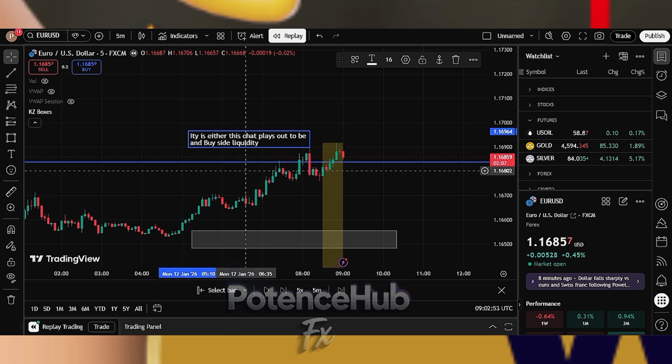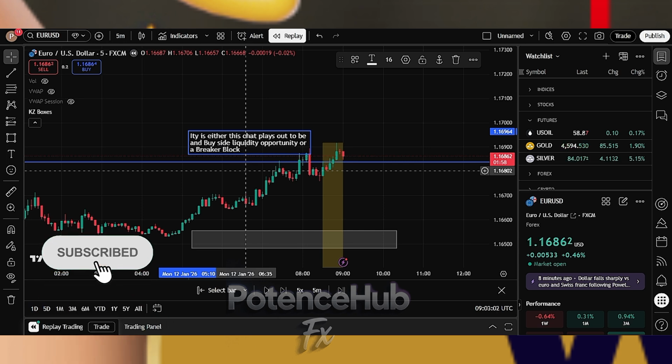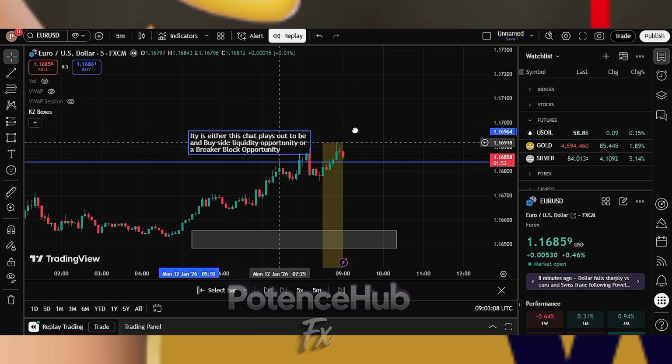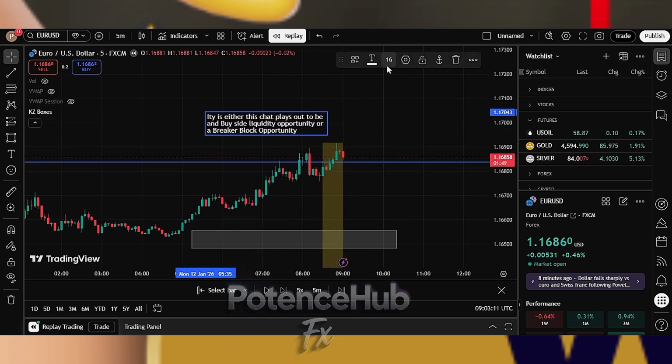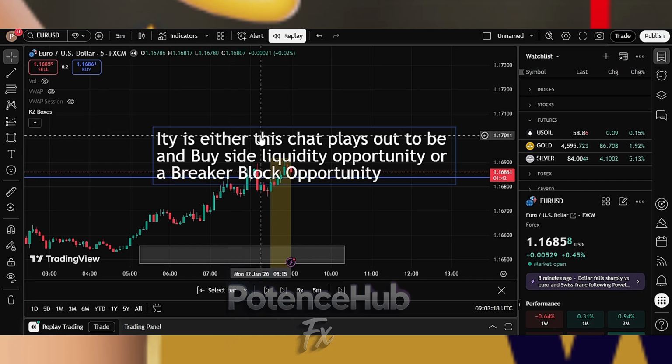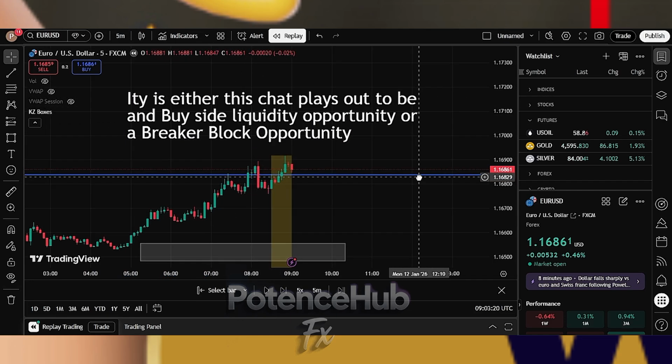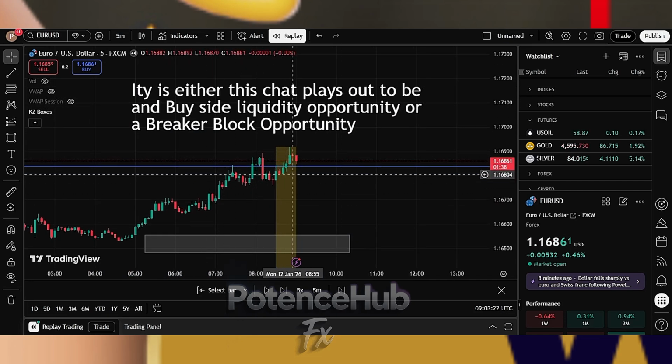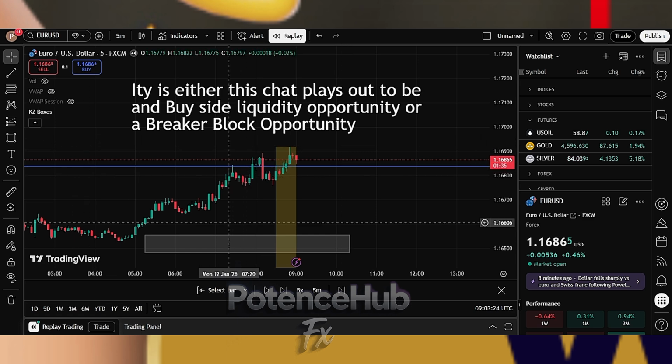It is also going to play out, you know, all of these are opportunities anyways. It is also going to play out a breaker block as well. But first off, one thing we need to understand about this analysis is that we need to know the direction of the market, and as it stands now, the direction of the market shows bullish. So the market is bullish at this point. What we're doing, like I said, is going to play out either buy side liquidity, or it's going to give us a breaker block.